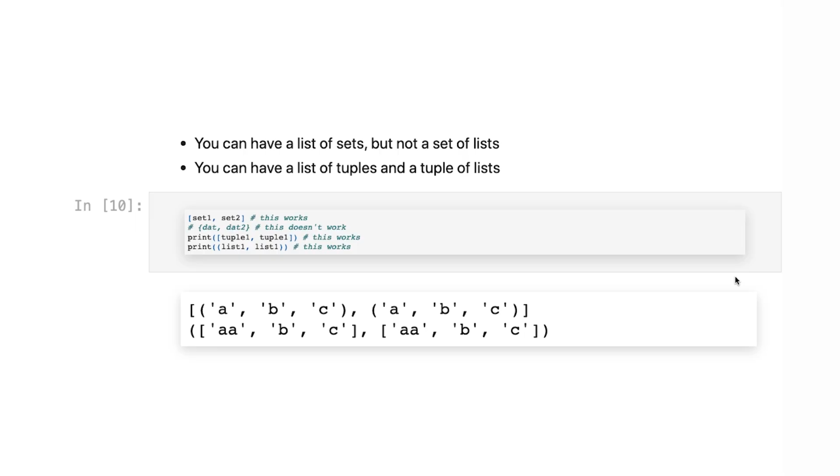So at any rate, I have some weird minutiae here, such as you can have a list of sets but not a set of lists, and you can have a list of tuples and a tuple of lists.